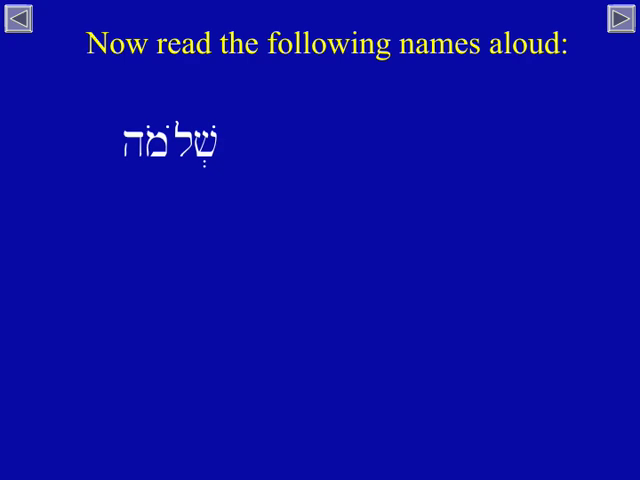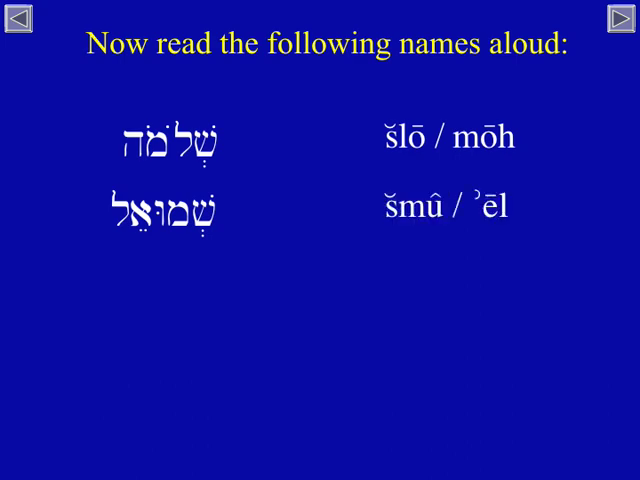But consider the following forms. Hypothetically, you might read this Shlomo, Shmuel, Kna'an. Note the stress marker.